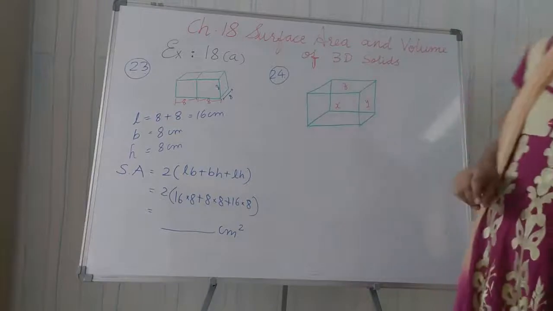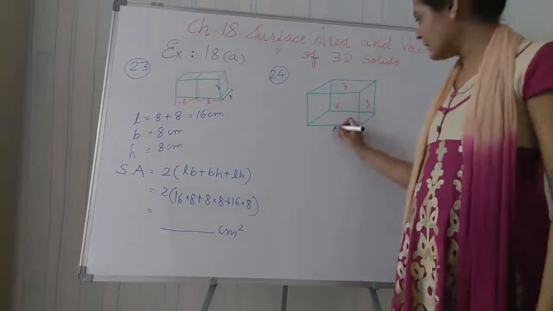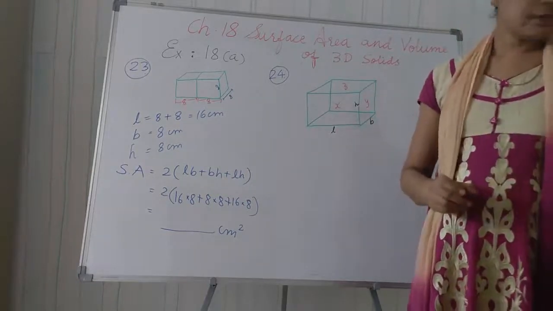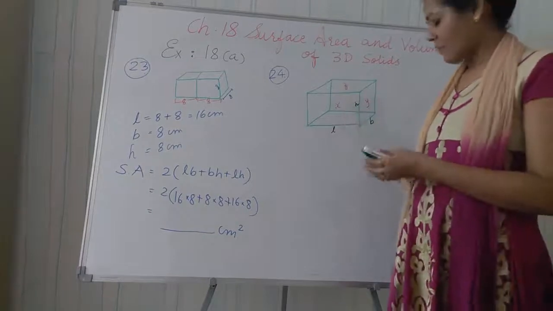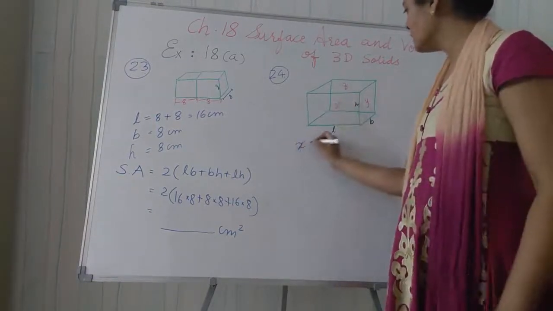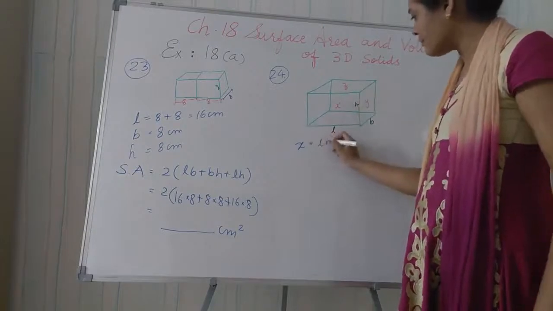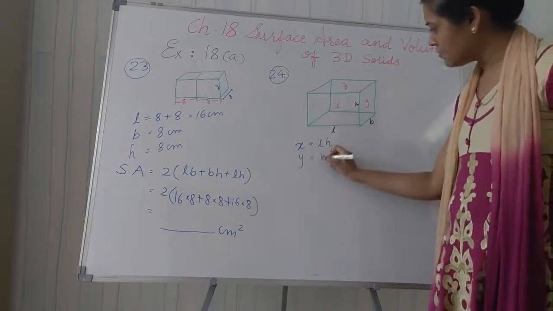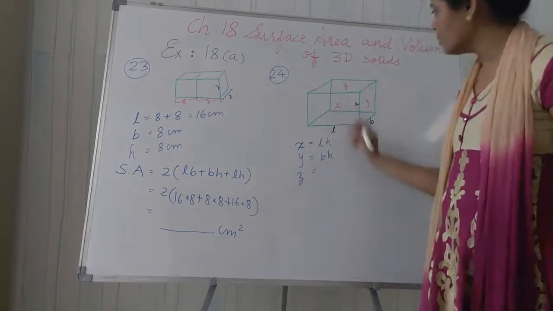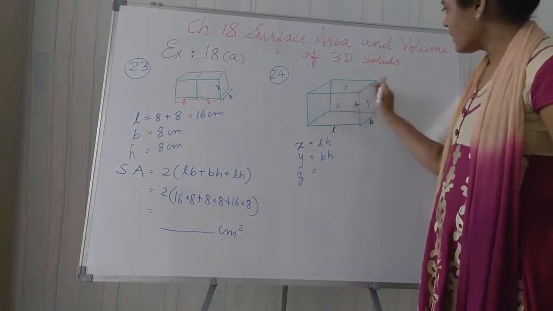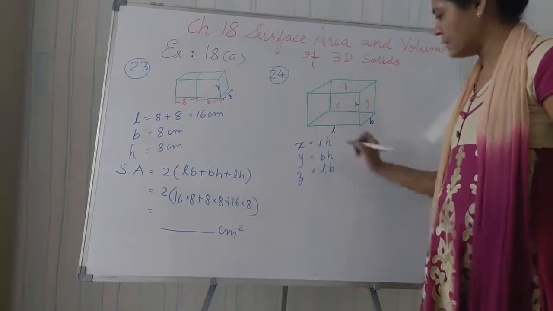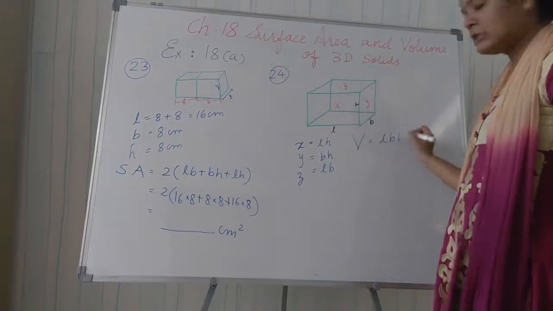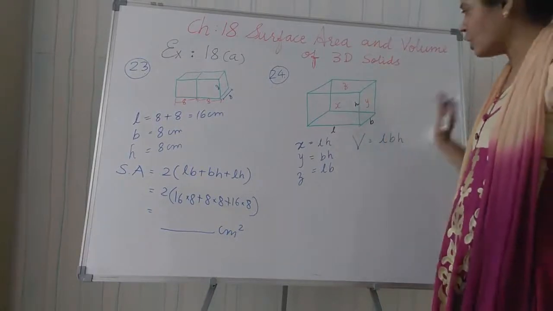But students, suppose this is length, this is breadth and this is height, right? So now we will see what x is. Actually x is equal to, this is length into height, so LH. Y is equal to, you can see B into H, it means BH. And Z is equal to, you see this is length and this is breadth, it means LB. So as you know, volume is equal to LBH. This is the standard formula for the cuboid shape volume, right?